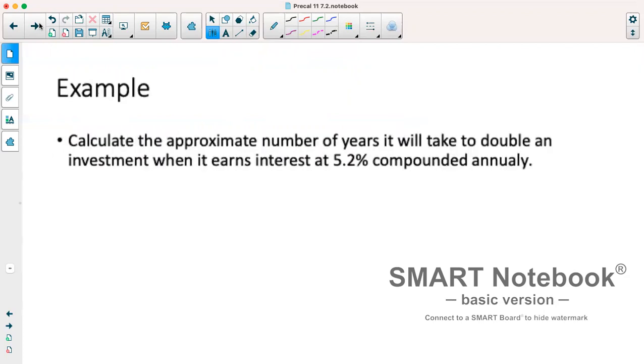So for example, calculate the approximate number of years it will take to double an investment when it earns interest at 5.2% compounded annually. So that's just going to be time is equal to 72 divided by our interest rate of 5.2%. So that gives us 13.8 years.